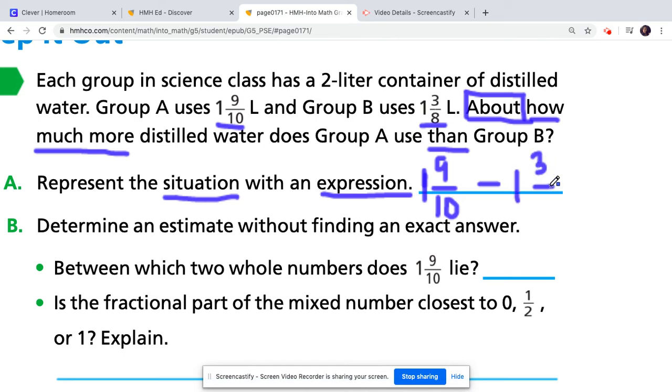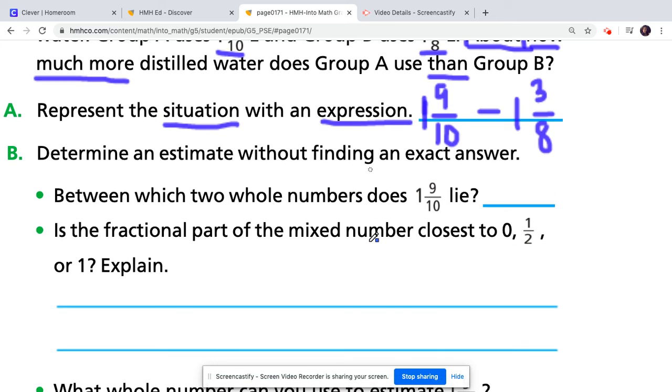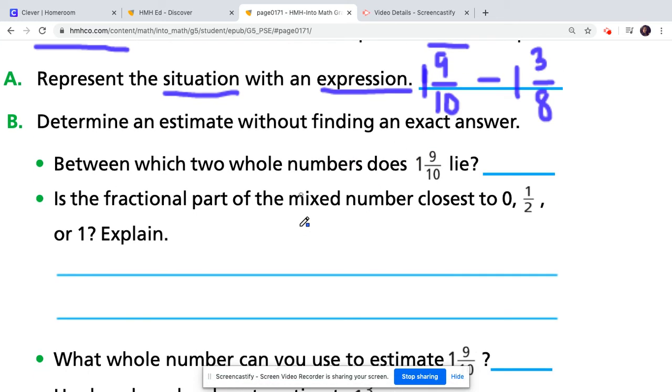Okay? Part B says determine an estimate without finding an exact answer. Okay? So right now, this is what I'm doing right here just for part B. Let's take a bullet at a time. Between which two whole numbers does 1 9/10 lie? Okay? Is it between 0 and 1? 1 and 2, 2 and 3. That's basically what it's asking for, the whole numbers. I definitely know it's more than 1 because I already have 1 plus something, okay? And I definitely know it's less than 2 because I don't have a 2 here, okay? So I'm going to write down between 1 and 2, right?